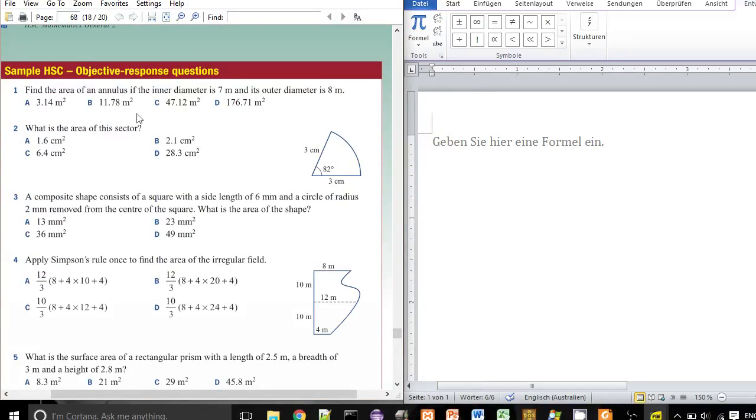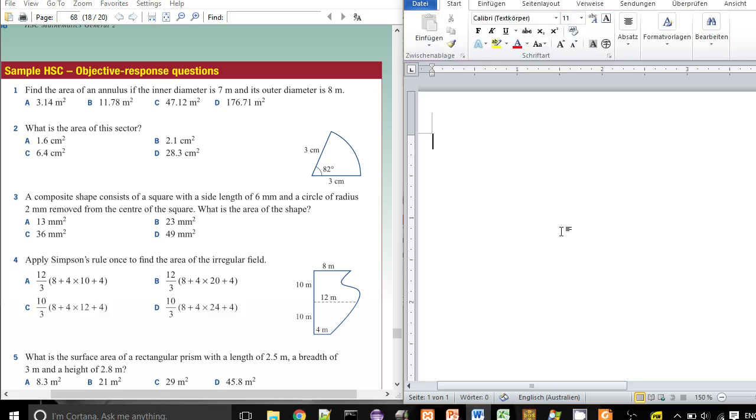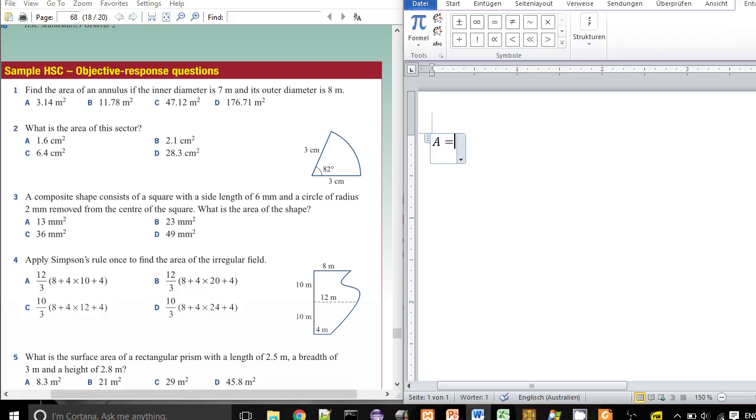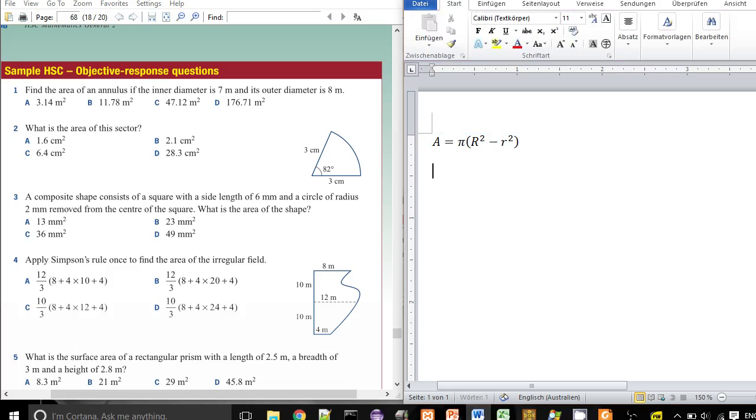Okay, so let's see. Find the area of an annulus. That means it's like a ring, like an outer circle, inner circle. The inner diameter is 7 and the outer diameter is 8. In fact, there's a formula. You can do pi r squared, the area of a circle, and subtract them. We can actually do it in brackets. I'll just write it. It's pi times big R squared minus little r squared. Okay, it is in your formula sheet.